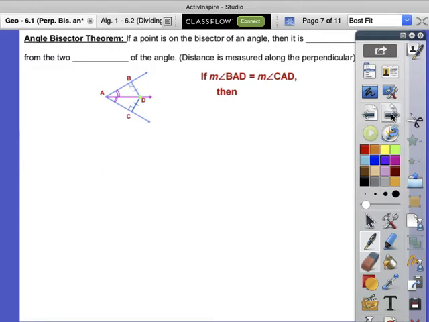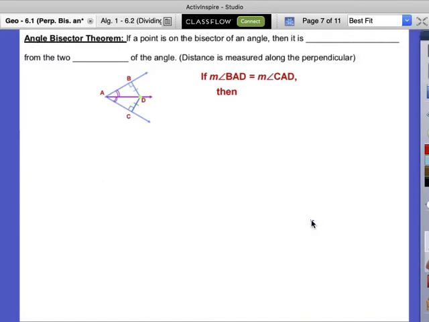Calm yourself. We actually don't have a ton left. Okay, we talked about perpendicular bisectors. Now we're going to talk about angle bisectors. We have an angle bisector theorem. First of all, what is an angle bisector? What does it cut in half? An angle. It cuts an angle in half, right? An angle bisector is going to cut an angle in half.